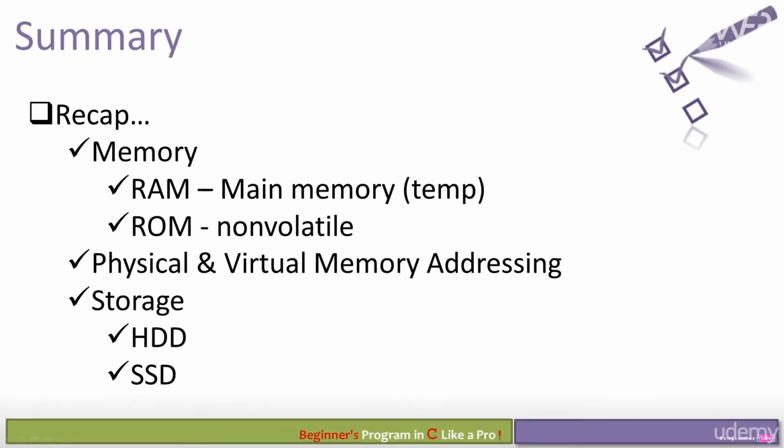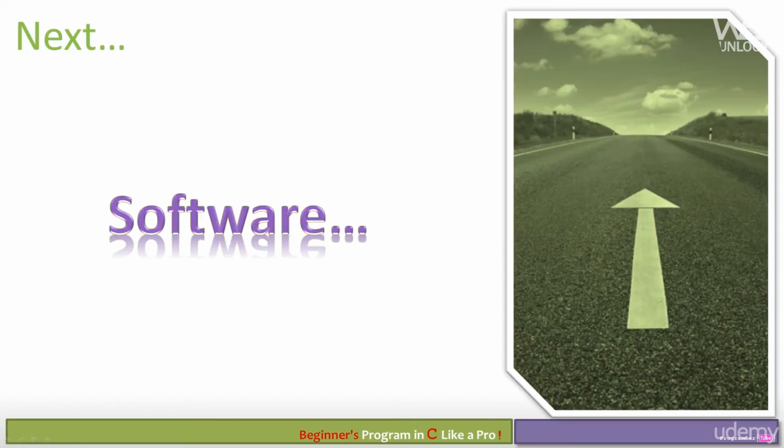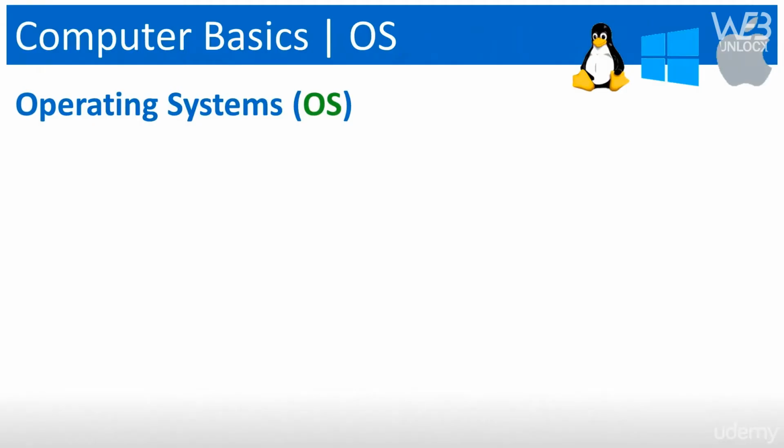Okay, so as a summary to this lecture, we discussed the memory and the main types, which are the RAM, the main memory, which we said is a temporary memory, and then we discussed the ROM, which is non-volatile and does not lose its data. Then we also discussed the difference between physical and virtual memory addressing. And then we touched base on storage, the two types that we care about, the hard disk drive and the flash, and how we can utilize that for our programs in the future. In the next lecture, we will talk about software.